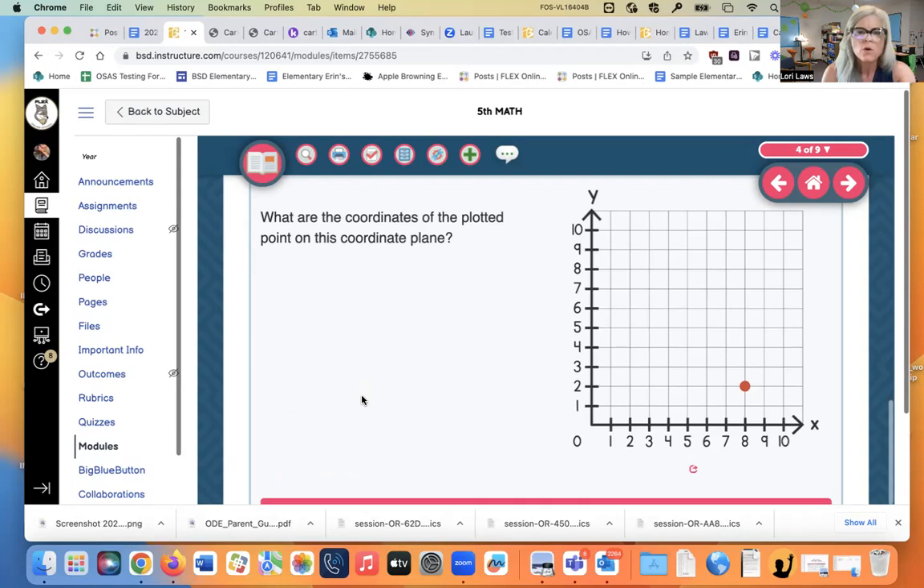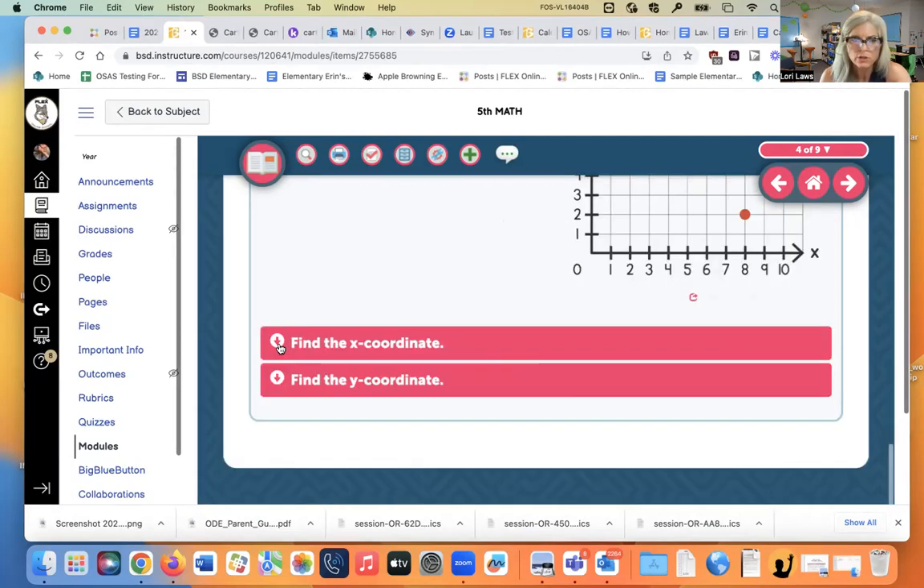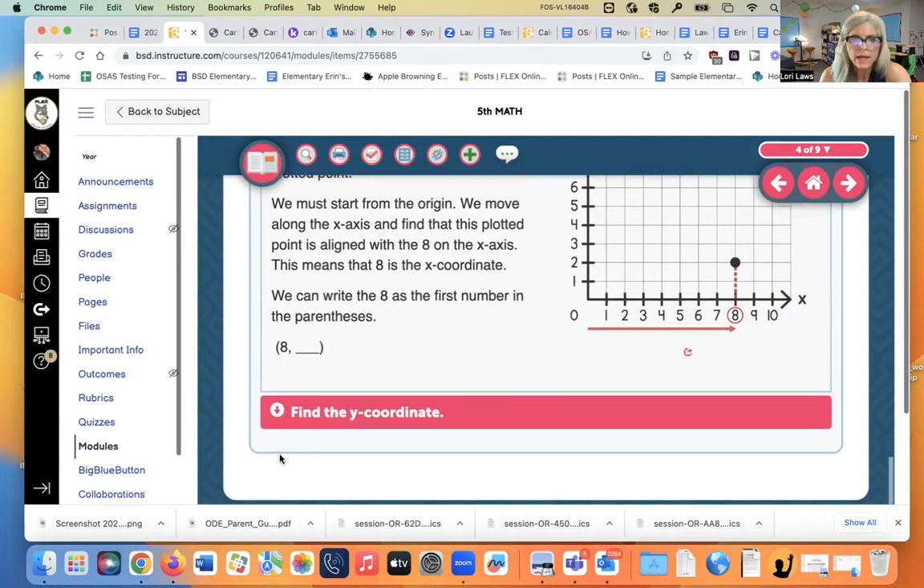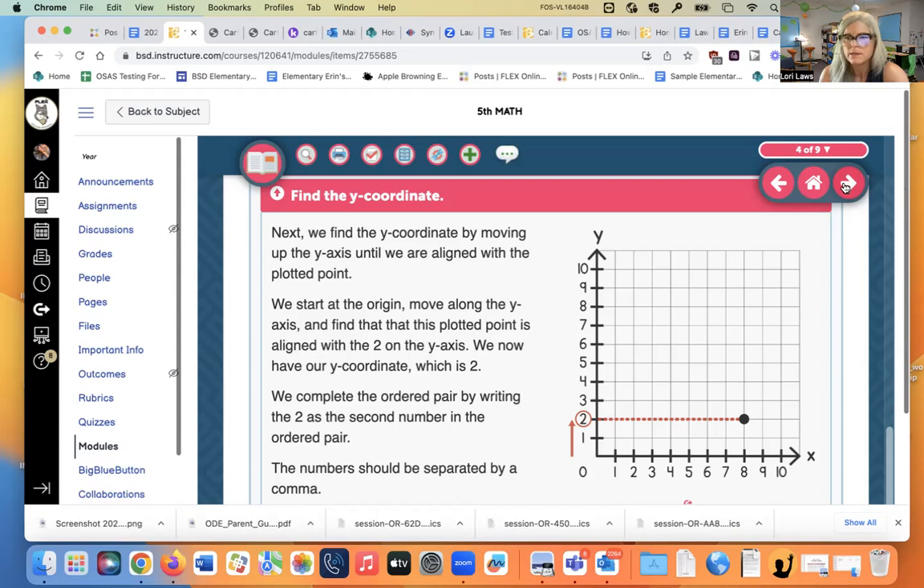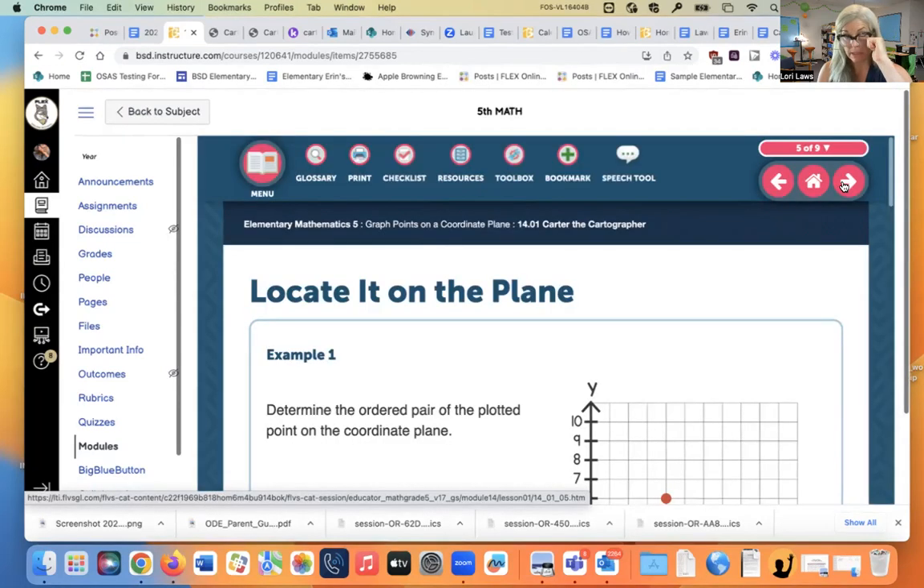What are the coordinates of the plotted point on this coordinate plane? Okay, think about it. See if you can tell what they are. Right here, you slide to the side 8, so 8, and you go up 2. 8, 2 should have been your answer. So if you were plotting that, you'd go over 8, up 2, and put a dot right at the point where they cross. All right, I told you this was easy.